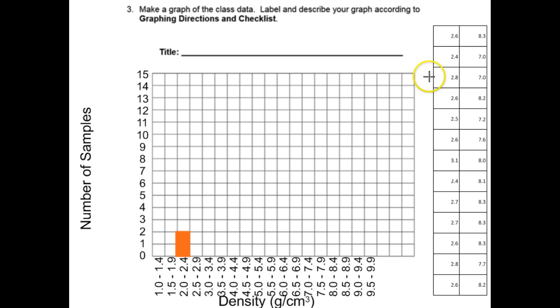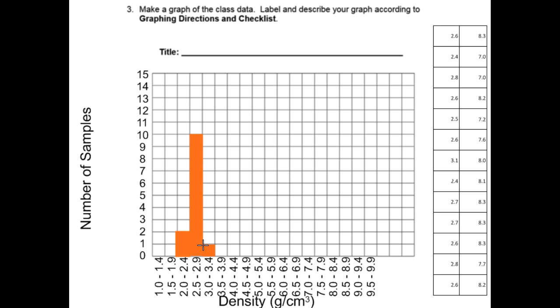And now I'm going to count those that go between 2.5 and 2.9. So 1, 2, 3, 4, 5, 6, 7, 8, 9, 10 of them. 10 of them. So I'm going to make a bar here that goes all the way up to 10. And then I have only one of them that falls into the category of 3.0 to 3.4. So I'll just make a 1 there.